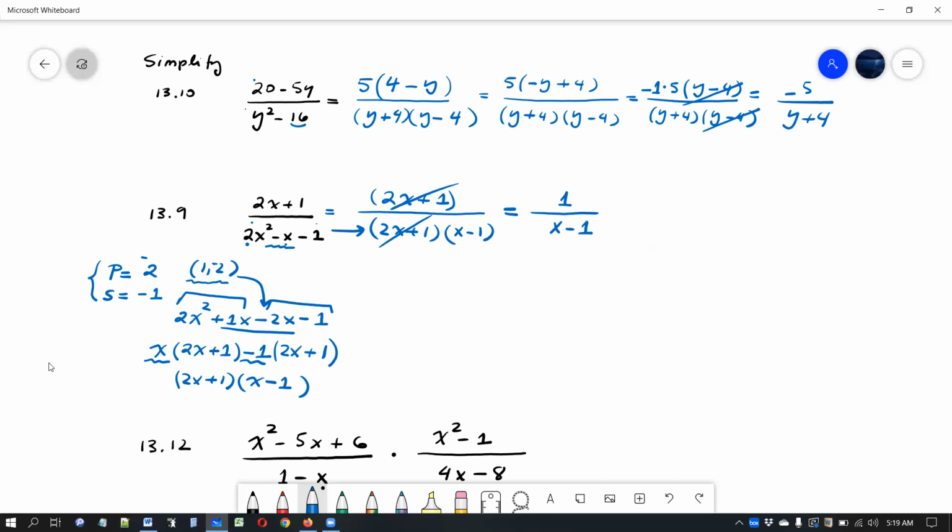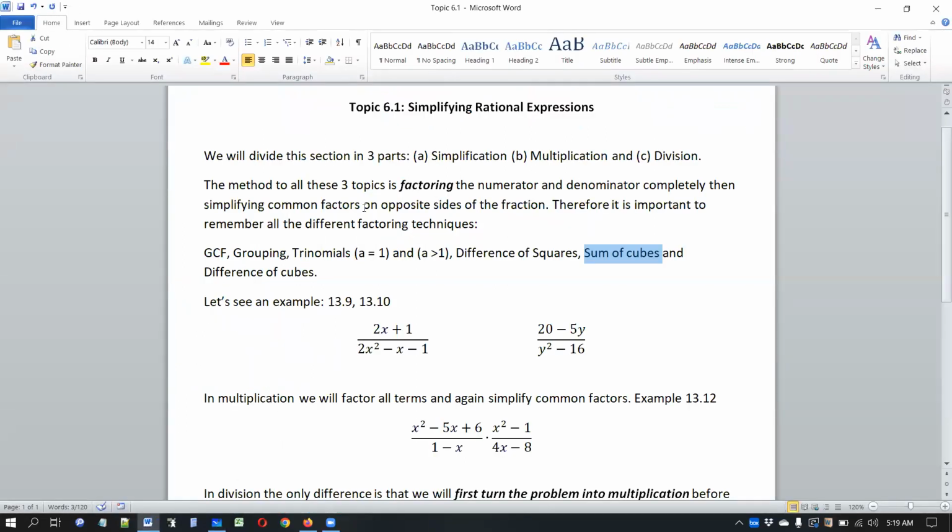Okay? So again, to simplify, factor completely the numerator and denominator. Once they match on opposite sides of the fraction, they can be simplified. And that's all we have to do for simplification, right? It's very straightforward, provided that we remember, as I have here, the different techniques of factoring.